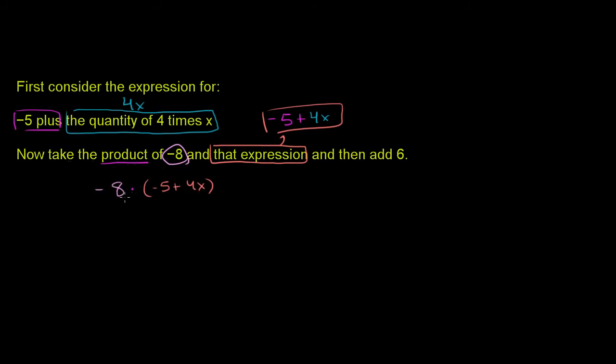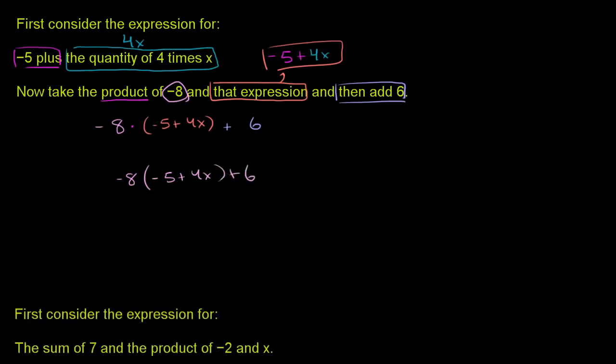Take the product of -8 and that expression, and then add 6. So that would be then adding 6 right over here. So we could write it as -8, open parentheses, -5 plus 4x, and then add 6.